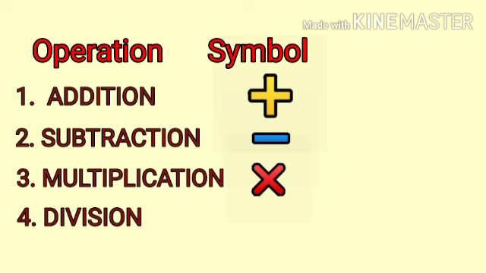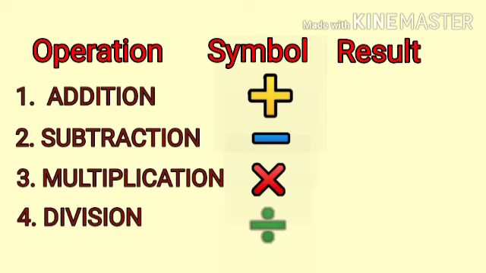To represent division, we use this symbol. This symbol is called divided by. Have you understood, children? These are the symbols to represent the 4 basic operations. Let us see the results of these operations. Result means the answer of the operation.